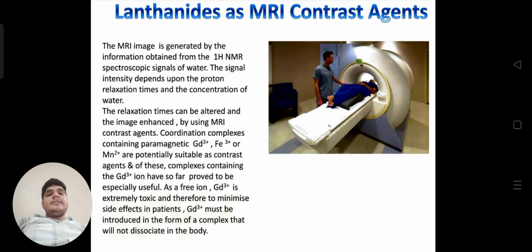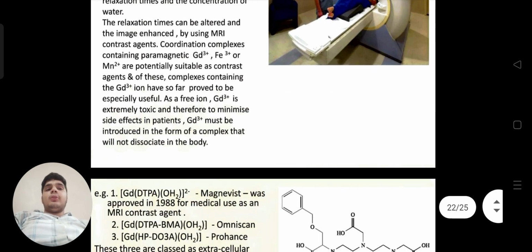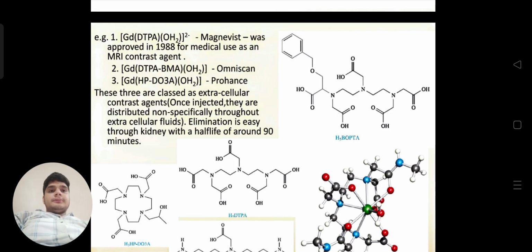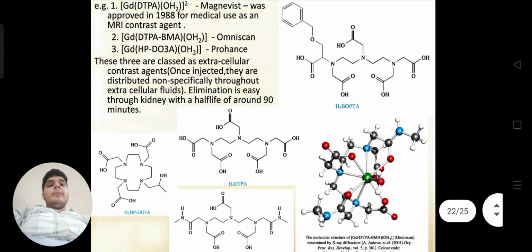As a free ion, Gd3+ is extremely toxic, and therefore to minimize side effects in patients, Gd must be introduced in the form of a complex that will not dissociate in the body. Example: [Gd(DTPA)(H2O)]2-, by Magnevist, was approved in 1988 for medical use as an MRI contrast reagent. The second one is Omniscan and the third one is ProHance. These three are classed as extracellular contrast agents. Once injected, they are distributed non-specifically throughout the extracellular fluids. Elimination is easy through the kidney, with a half-life of around 90 minutes. The structures of the complexes are shown.